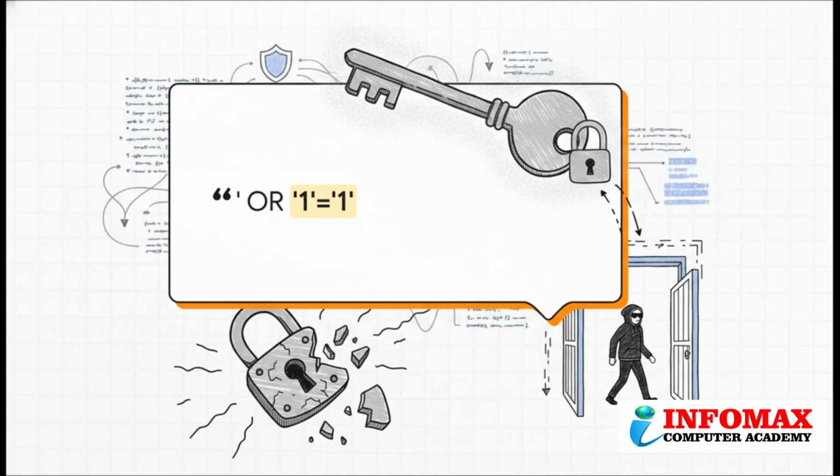Now, this might look like absolute gibberish to you and me, but to a database, this is an incredibly powerful key. When a hacker types this into a password field, what they're really saying to the database is, hey, find me a user where the password is correct or where 1 equals 1. And guess what? 1 always equals 1. So the database just goes, yep, looks good to me, login successful, and throws the doors wide open.